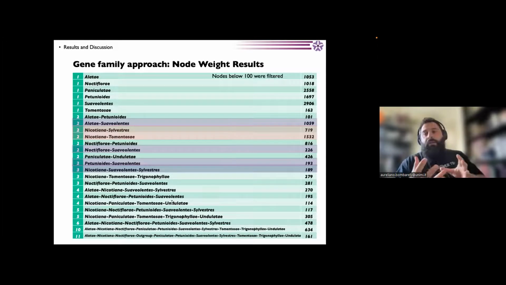And here we normalize the nodes depending on how many leaves you have behind. So this is not just the number of nodes, but we weighted the node by that. And of course, for the sections that are monophyletic, you are going to have very high numbers, because all the nodes are going to say, okay, this is monophyletic, as you can see for the Alatae, Noctiflorae, Petunioides, so that makes sense. The thing that was more interesting is that we started to find that you have a lot of nodes that are Alatae Suaveolentes. Of course, you have a lot of nodes that are Nicotiana Silvestris or Nicotiana Tomentosae, because we know that Nicotiana tabacum derived from these two. But we also found the ones associated to the Suaveolentes, as I said, Alatae Suaveolentes, Noctiflorae Suaveolentes, Petunioides Suaveolentes, and Nicotiana Suaveolentes Silvestris.